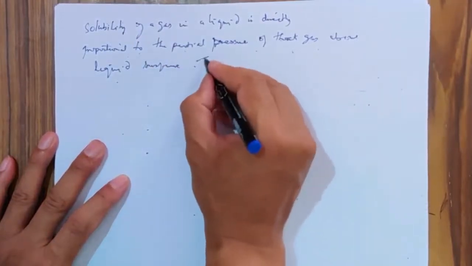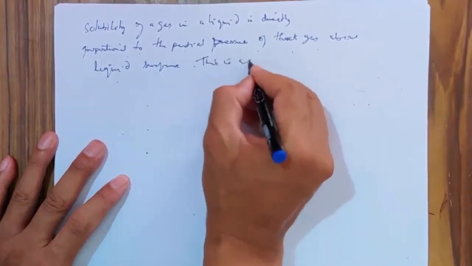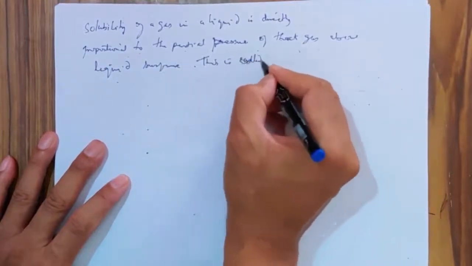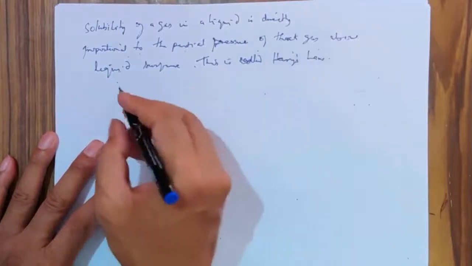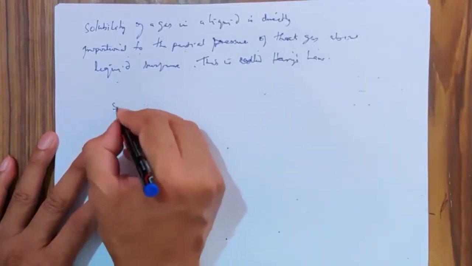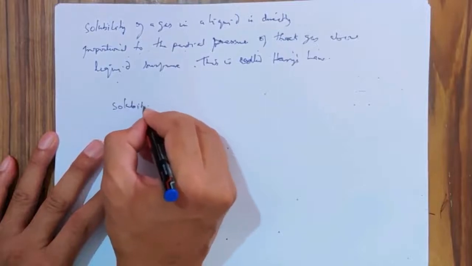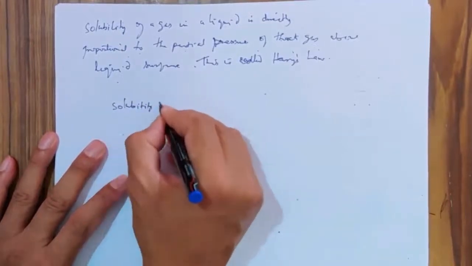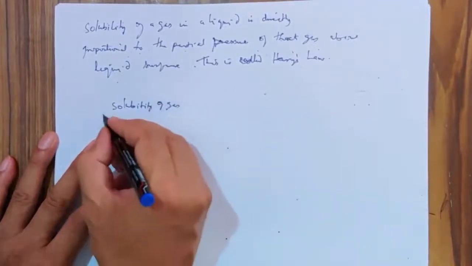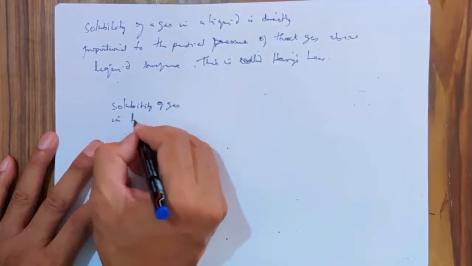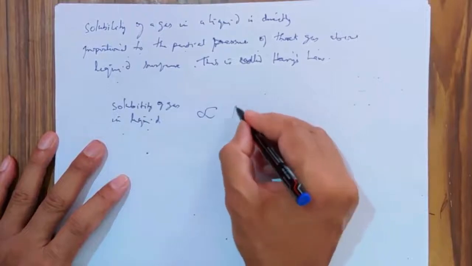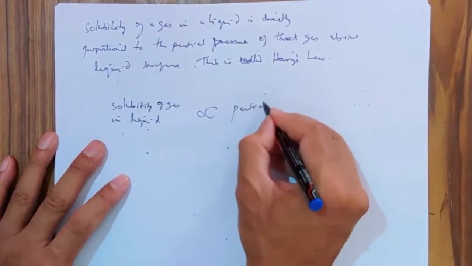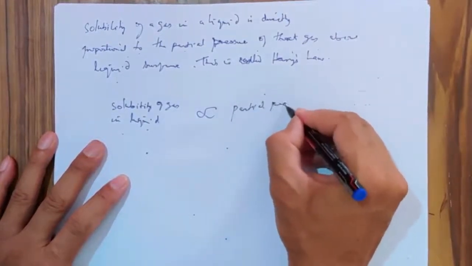Henry's law basically. This is called Henry's law. So again, the solubility of a gas in a liquid is directly proportional to the partial pressure of the gas.